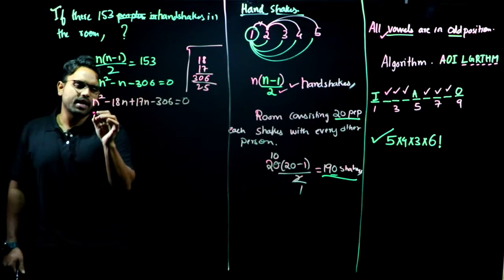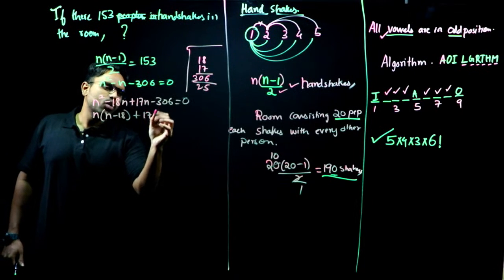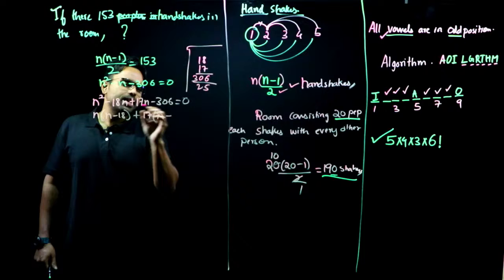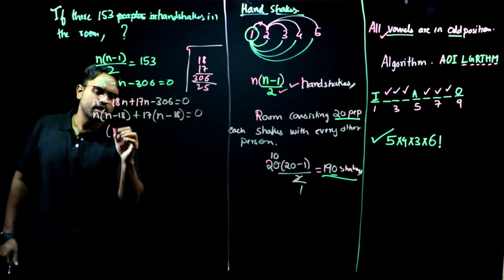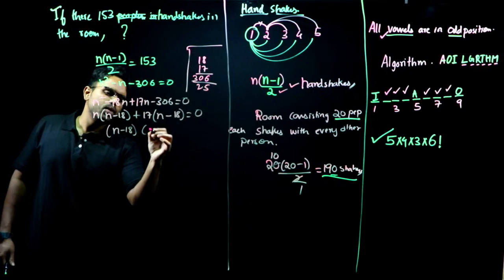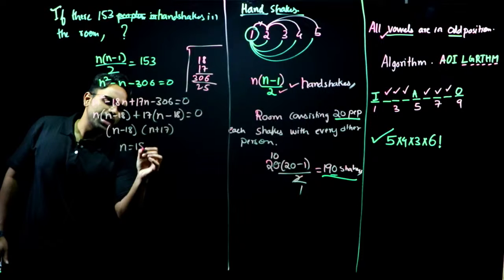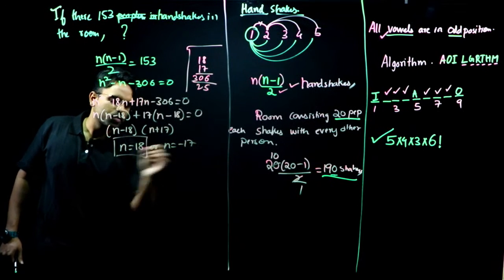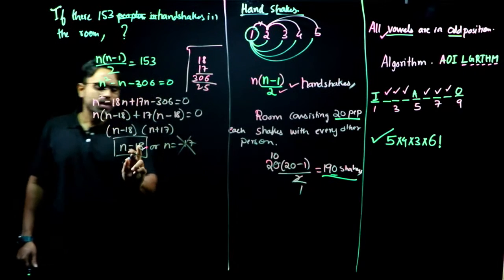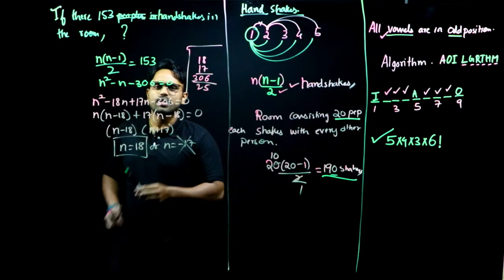Now, what will I do? I'll take an n common out here, n minus 18, plus, I'll take 17 common here, which gives me n minus 18, 17 into 18 gives me 306, that is equal to 0. So, the thing that I've got here is n minus 18 into n plus 17. So, the value is n is equal to 18 or n is equal to minus 17. The positive value I have to take, I have to eliminate the negative value. The number of people in that room is 18.